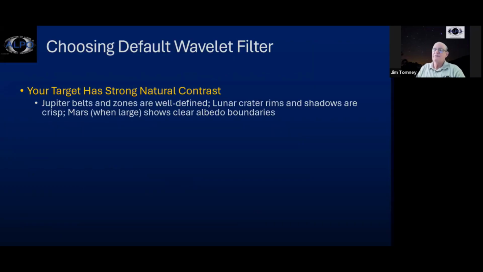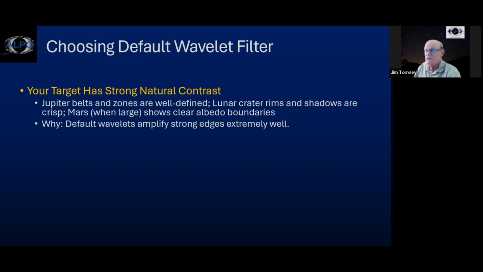If you're going to choose the default wavelet filter, your target has to have strong natural contrast. Jupiter with its belts and zones, the lunar surface, obviously a very high contrast object. Mars, especially when it is closer to opposition and a little bit larger, showing clear albedo boundaries, is another good high contrast object. Basically, default wavelets do a great job of amplifying those edges.